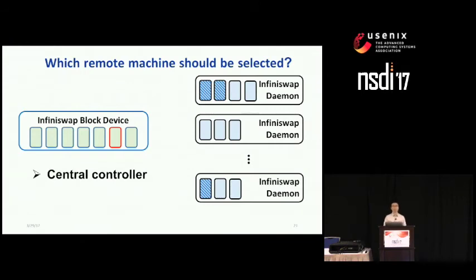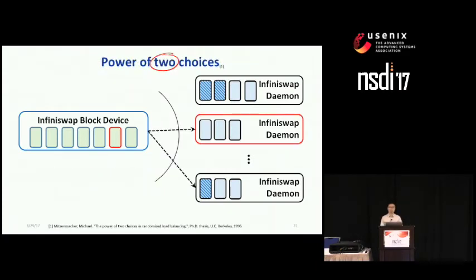If we can have a centralized controller that has the knowledge of all machines' memory status, then this selection will be very easy. But a centralized design brings many problems, such as a single point of failure and limiting system scalability. Therefore, we turn to a decentralized approach. Here, we use the power of two choices algorithm to select a remote machine. Every time, we randomly query two remote machines' memory information, and we pick the one with lower memory utilization to build the remote mapping.